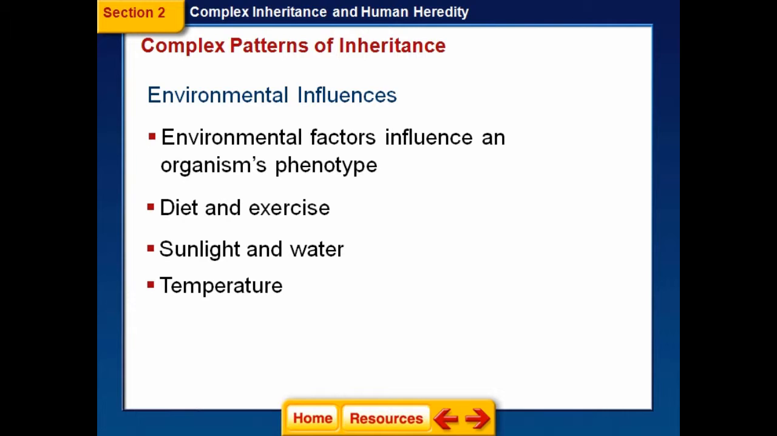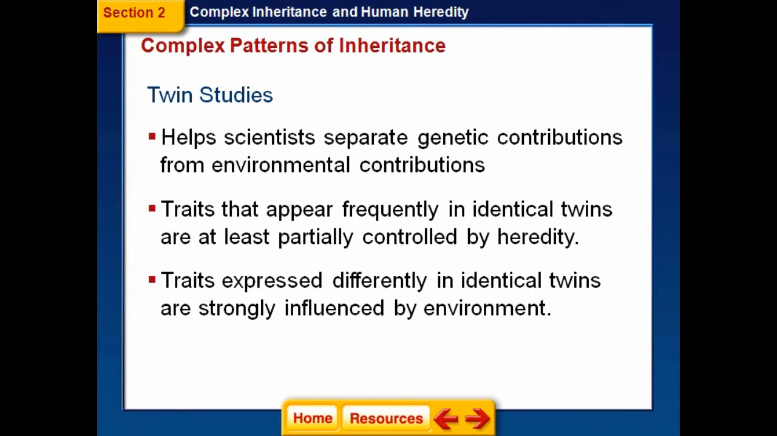Some other things that can affect whether a trait is expressed in an individual are environmental factors. Diet and exercise, sunlight and water, and temperature can all affect whether a trait is expressed. And it's been very useful. Scientists have used twin studies to help separate genetic contributions from environmental contributions. Or in other words, they look at twins who were separated at birth. And did they both develop the same traits regardless of whether they had contact with each other or not, in very different environments?